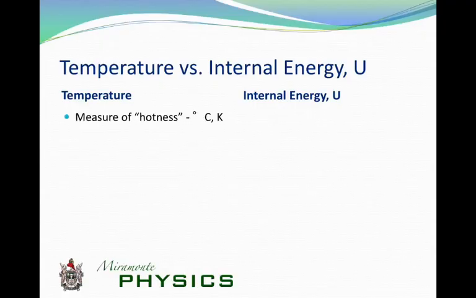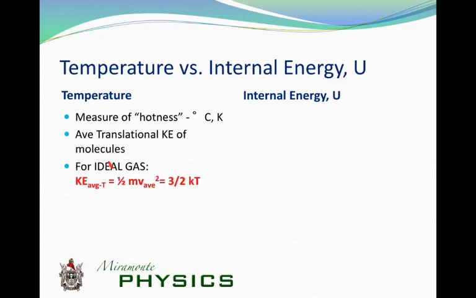Remember temperature, quickly through this. Temperature is a measure of hotness, average translational kinetic energy of molecules, so not necessarily related to potential energy of molecules or rotational energy, but just the average translational. We have our relationship here, KE average, 1/2 mv squared is 3/2 kT. k is the Boltzmann constant, and T is absolute temperature in Kelvin. So these are relationships we played around with before.